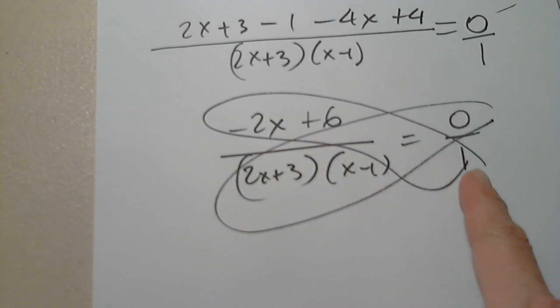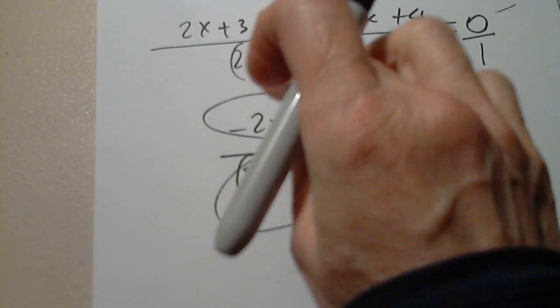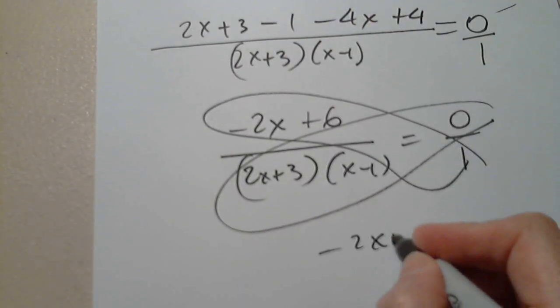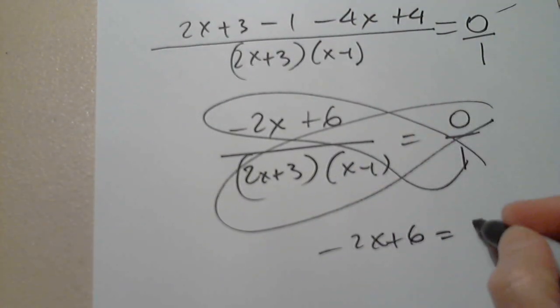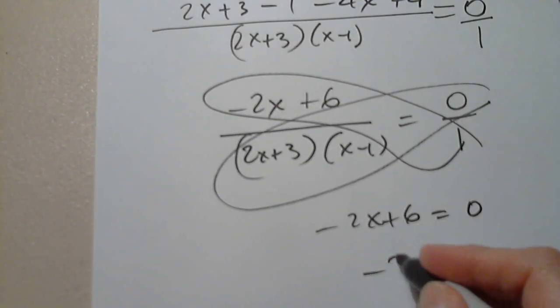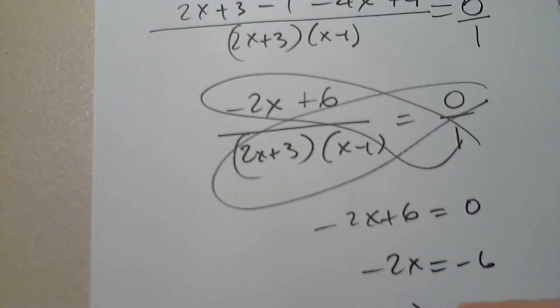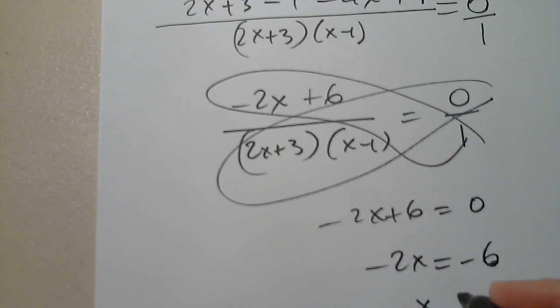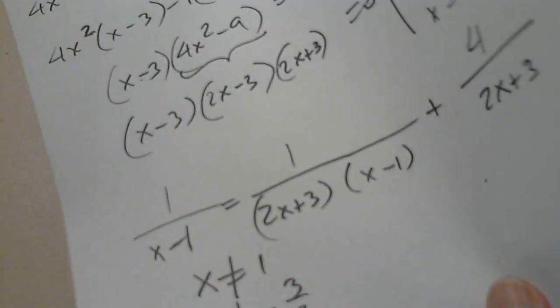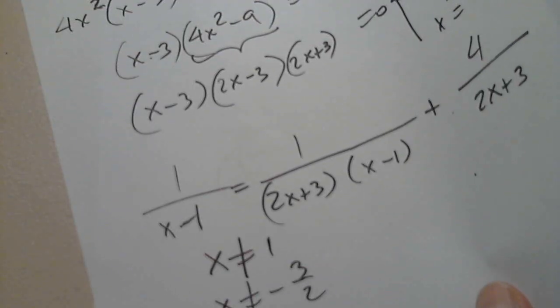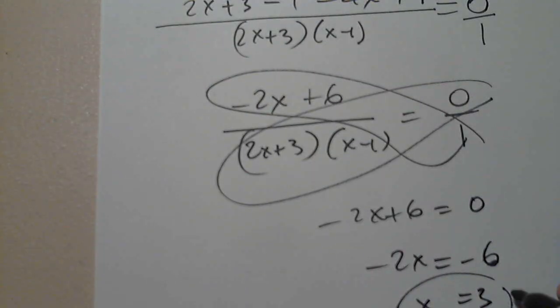-2x plus 6 equals 0. Exactly. This times 1, very good. -2x plus 6 equals this times 0, which is 0. Move 6. Divide both sides by -2. Is this on the list of restrictions? No, it's not. Excellent. This is it.